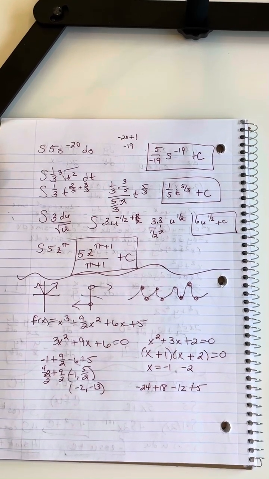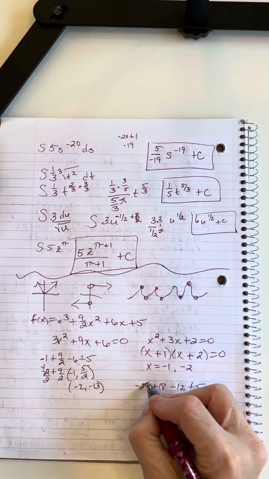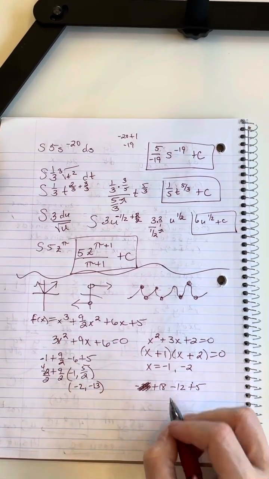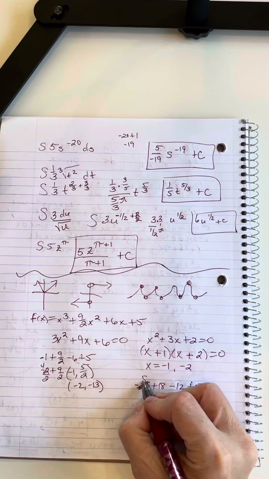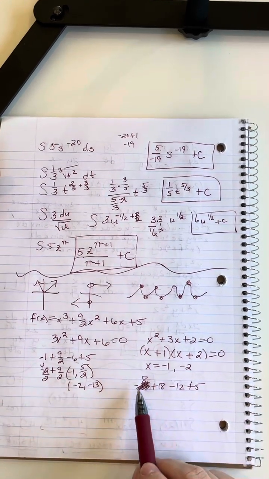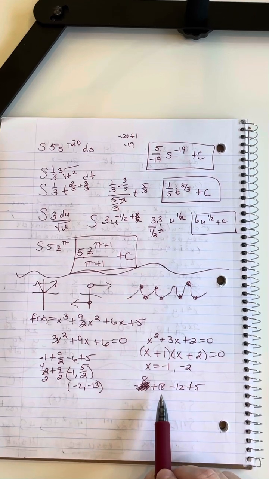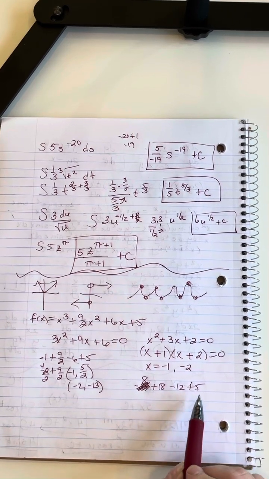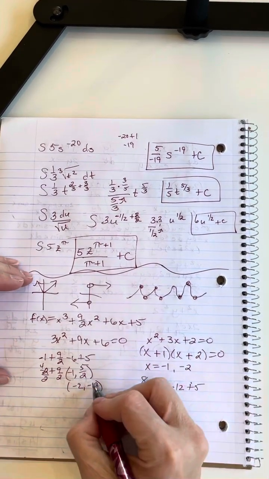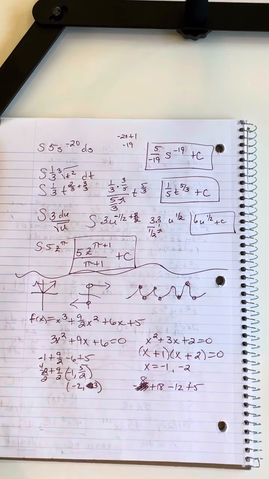Negative 2 times negative 2 is positive 4. Oh, good gravy. Here it is. Yep, it was that first number. Positive 4, negative 8. Oh, my goodness. Okay, let me see if that fixes it. That would be positive 10, negative 2, positive 3. Yes. All right, that was my problem right there.